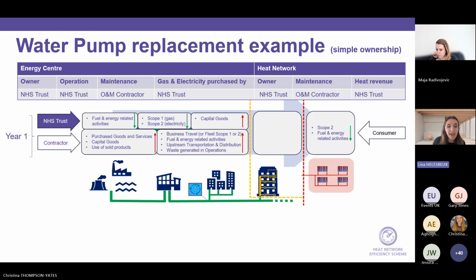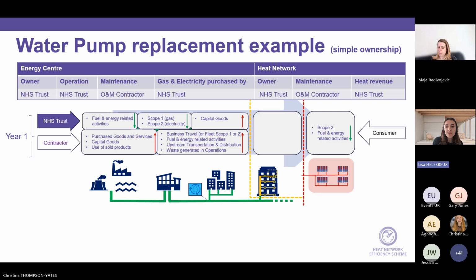Okay, thank you. So here we can see the emissions impact in year 1, so the first year after the water pump has been replaced. We'll look at it for the NHS Trust first. First, their scope 3 category 3 fuel and energy-related activities will reduce because, of course, by installing a more efficient pump, they are reducing the amount of upstream energy required to bring fuel into the system.